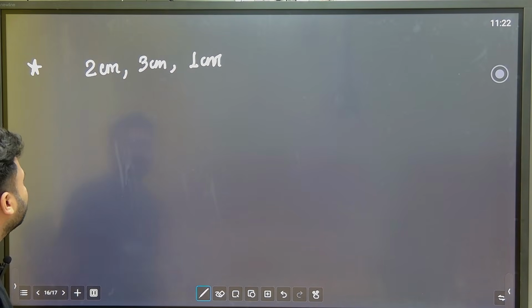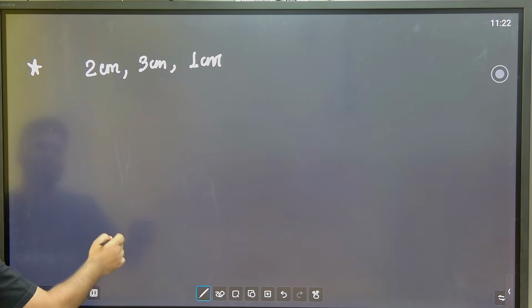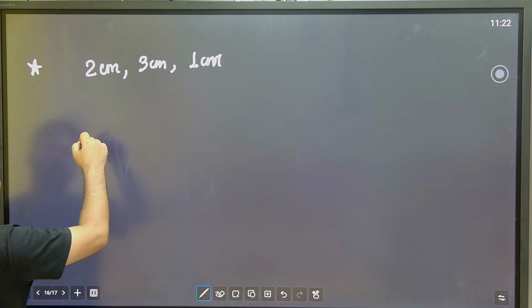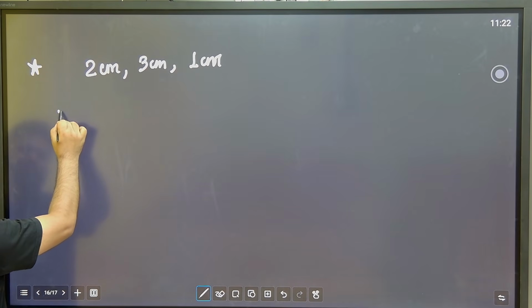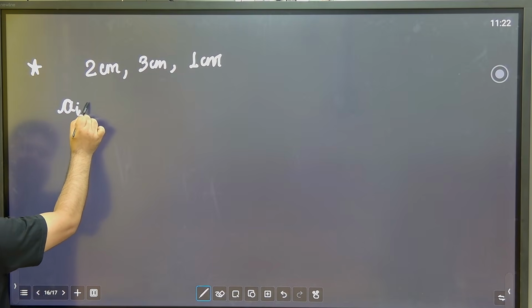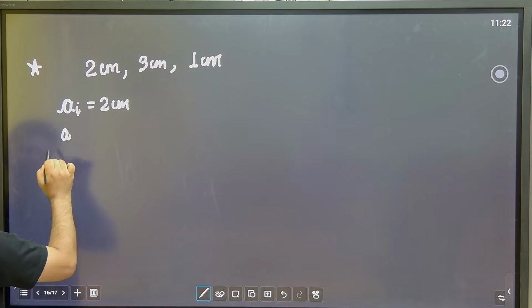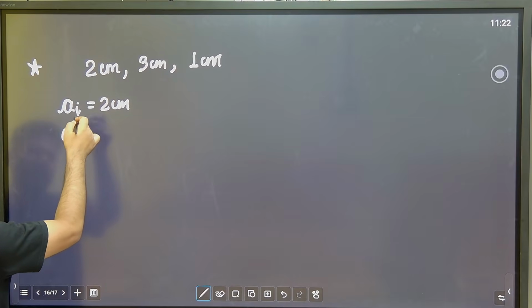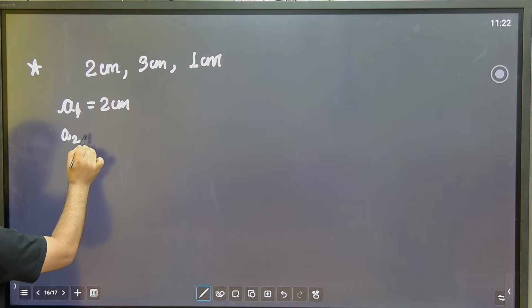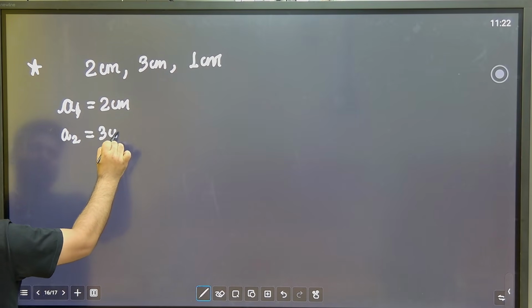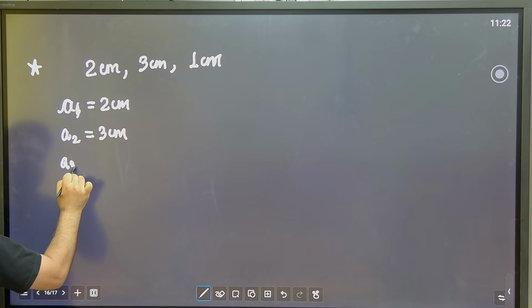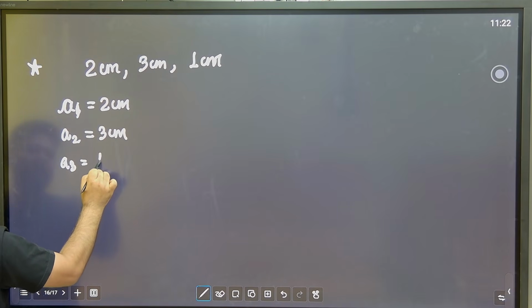Then you ask, okay, find the mean value. These are the observations. This is my first observation. First, we will write A1: first observation, 2 centimeter. Second observation, A2, this is 3 centimeter. And A3, my third observation, is 1 centimeter.